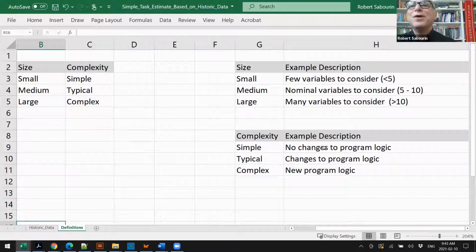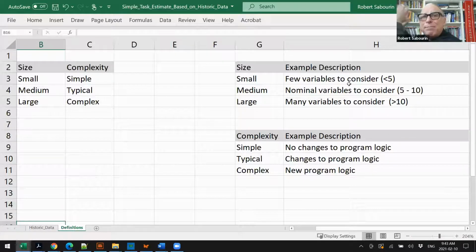Looking at the definitions, just for example: for size, small means few variables, less than 5 factors we're going to consider for this test objective. A medium would be a nominal number of variables, between 5 and 10. Variations between 5 and 10 make the testing suddenly really challenging, but we call it medium. A large one is when you have more than 10 factors to consider. That's one way you can size something.